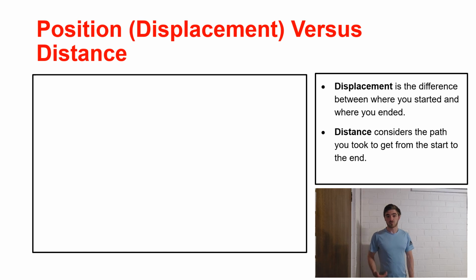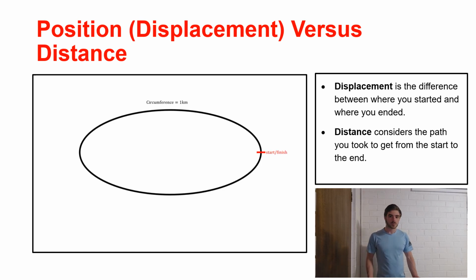Consider the case where we are running a 1 kilometer race around an oval. When you run the race, you start and end at the exact same spot. Hence, your displacement for the journey would be considered 0. However, the distance that you traveled for the journey would be considered 1 kilometer.